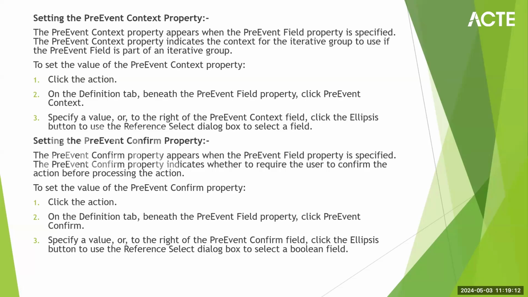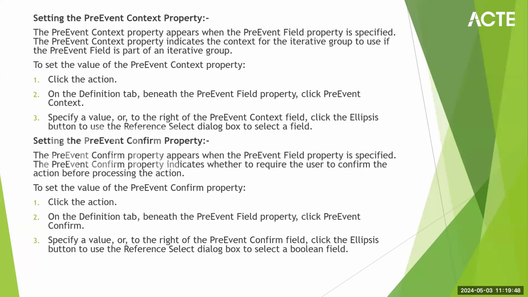Next, setting the pre-event confirm property. The pre-event confirm property appears when the pre-event field property is specified. This pre-event confirm property is nothing but a yes or no, like a confirmation box which consists of yes or no values. It is used when that particular pre-event field, before clicking any button, should be executed or displayed on the UI.